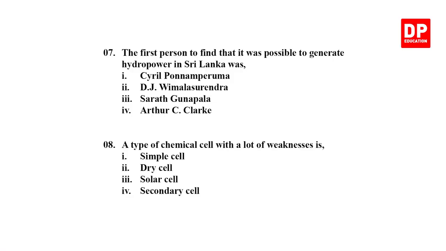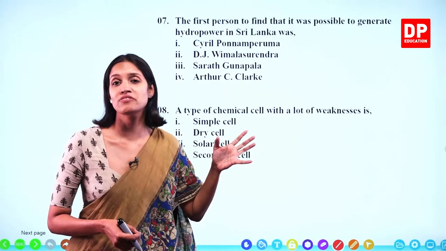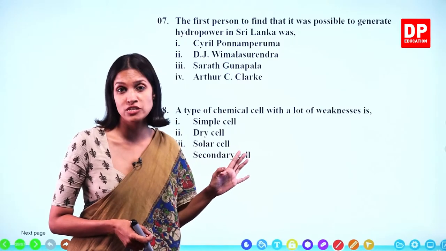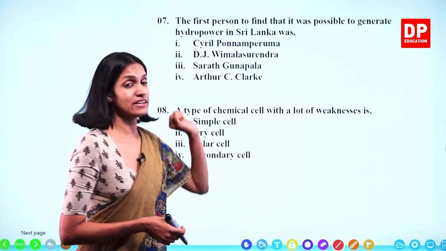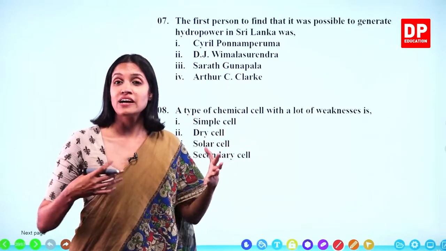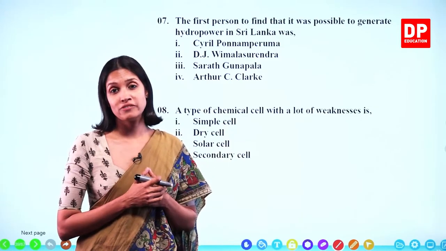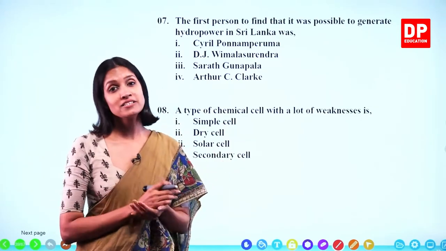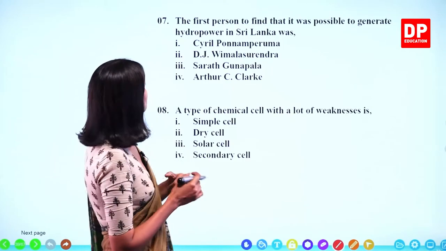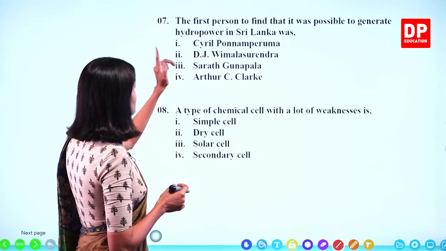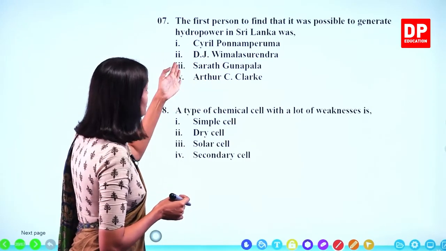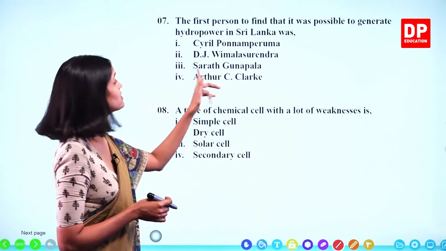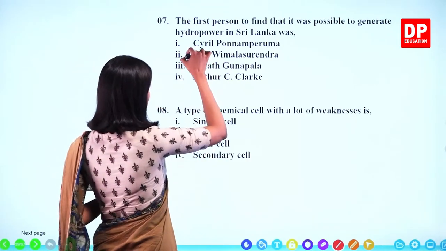Right. The first person to find that it was possible to generate hydropower in Sri Lanka was, who's the person? D. J. Wimalasurendra. He's the first person to give this idea that Sri Lanka can be used to generate hydropower. There's even a hydropower plant named after him, right? So Cyril Ponnamperuma, D. J. Wimalasurendra, Sarath Gunapala, Arthur C. Clarke. D. J. Wimalasurendra.